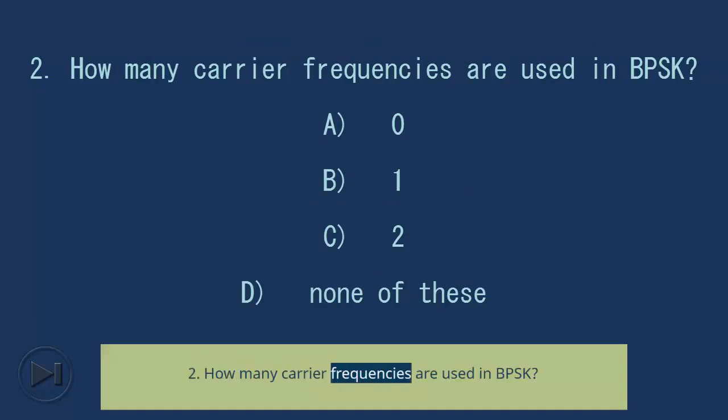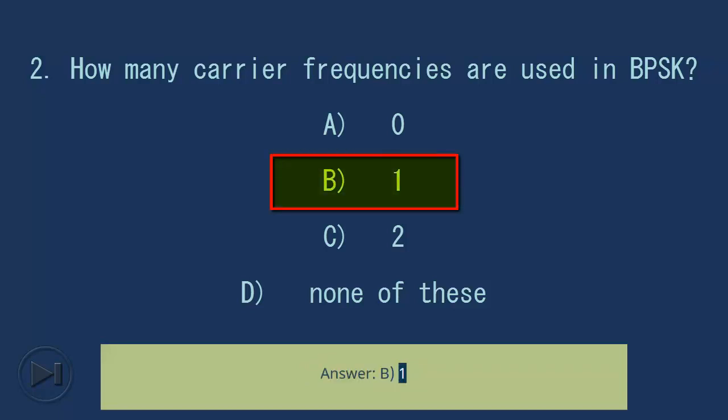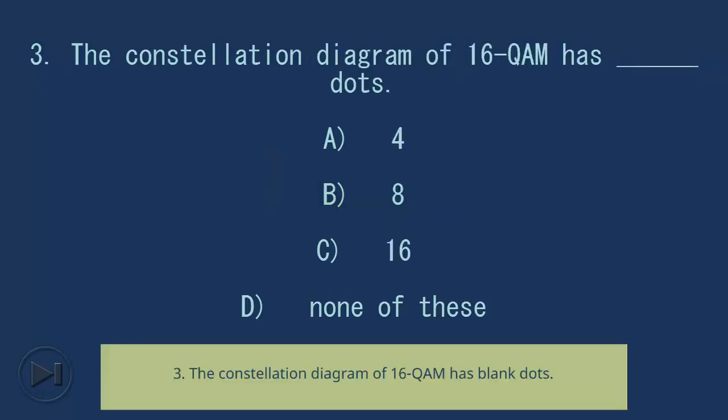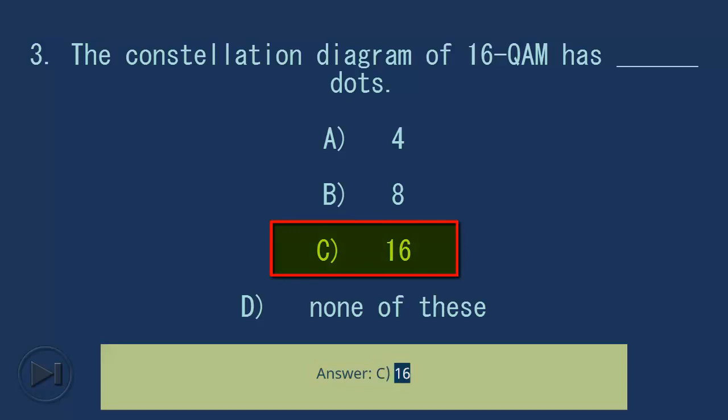2. How many carrier frequencies are used in BPSK? A. 0. B. 1. C. 2. D. None of these. Answer, B. 1. 3. The constellation diagram of 16 QAM has blank dots. A. 4. B. 8. C. 16. D. None of these. Answer, C. 16.